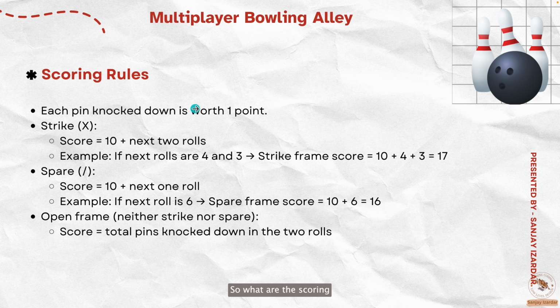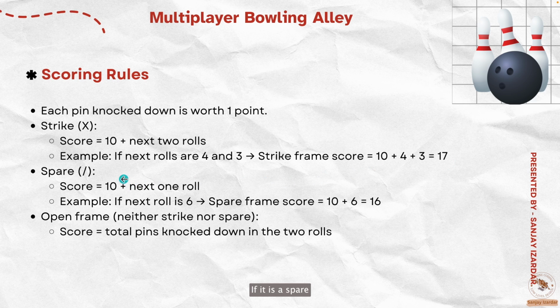So what are the scoring rules? Each pin knocked down is worth 1 point. For a strike, the score is 10 plus the next 2 rolls. Means if the next 2 rolls are 4 and 3, then the strike frame score will be 10 for the current frame plus 4 and 3 for the next roll values. So the total for that frame is 17.